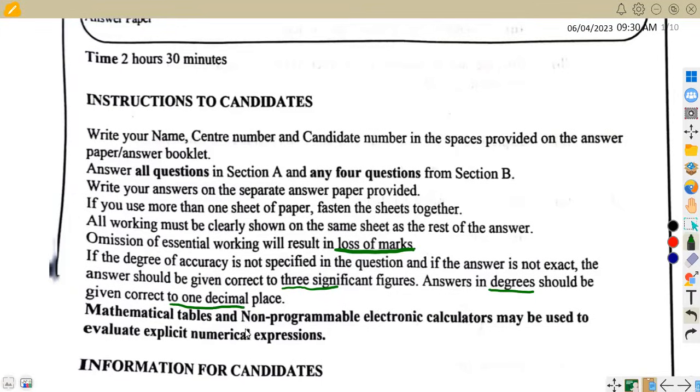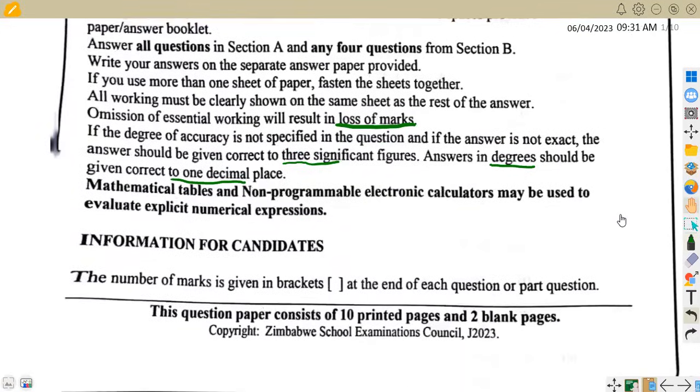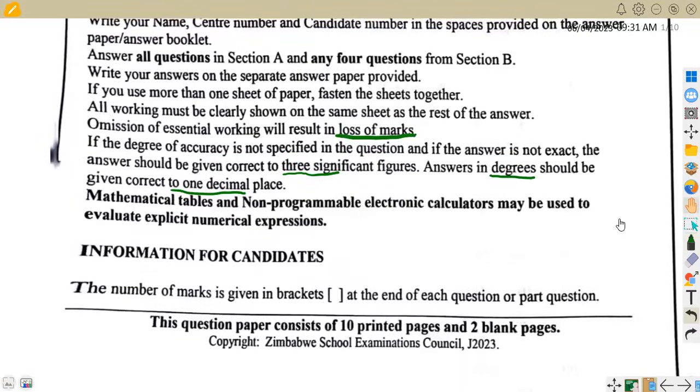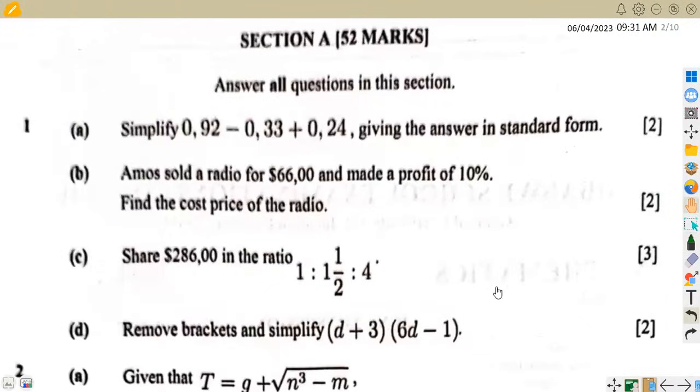Then mathematical tables, non-programmable electronic calculators may be used to evaluate explicit numerical expressions, meaning to say here we are allowed to have our calculators. All right, so that was it, guys. Make sure that you also read your instructions. It's very, very important. All right, so not wasting much of our time, we are given the first part of our question, which is on section A, question number 1.